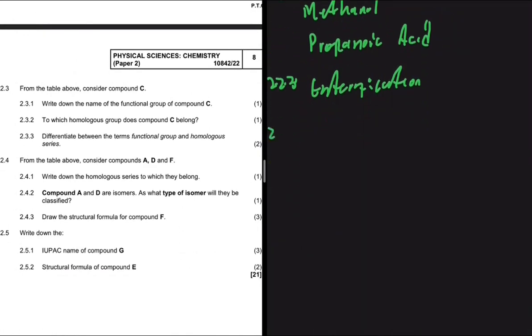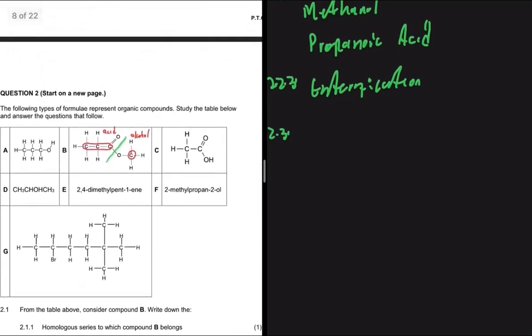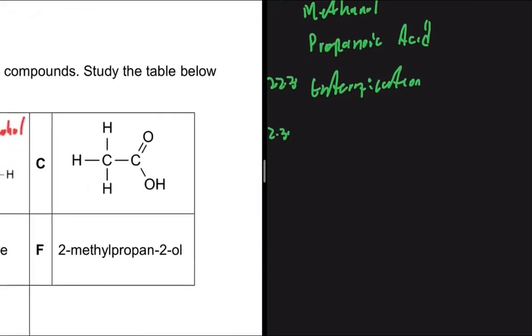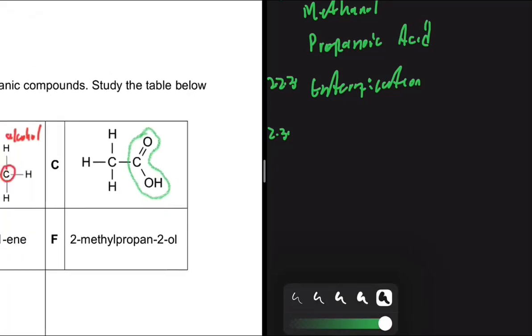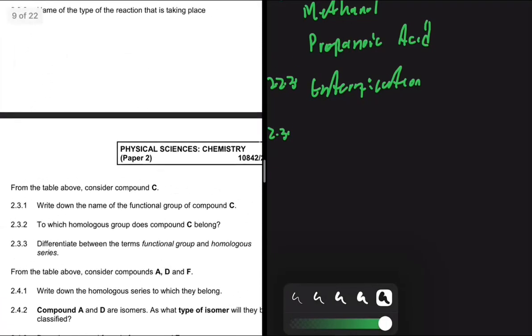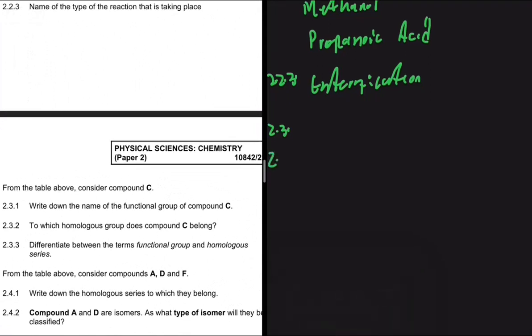In 2.3, from the table above, consider compound C. So let's go to compound C and see what I have. Compound C, we have an acid. This is the functional group of an acid. Ethanoic acid to be specific. Let's go to the questions. 2.3.1: write down the name of the functional group of compound C. We've already deduced that compound C is an acid. The name of the functional group of acids is carboxyl. So we have the carboxyl group. That is the name of the functional group.